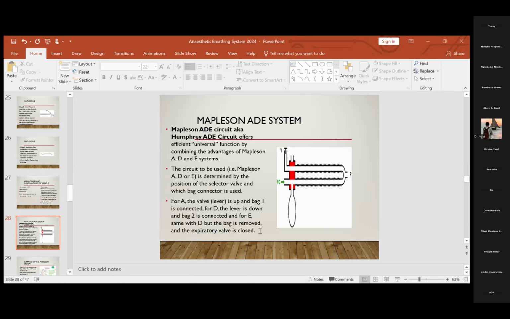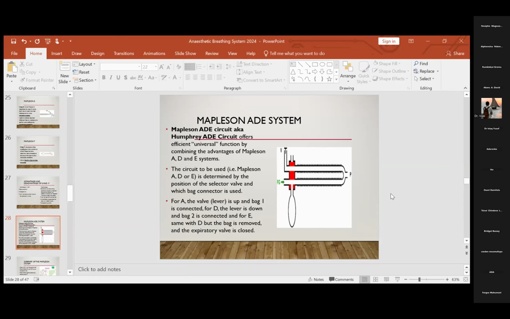Do you understand that? I hope I'm making it clear. The advantage of the Humphrey ADE circuit is that it can function either as Mapleson A, Mapleson D, or Mapleson E. You decide which circuit to use based on your patient's characteristics. For Mapleson A, for spontaneous breathing, your Magill circuit, you raise the lever up and you connect bag one. For Mapleson D, you press the lever down, and bag two is connected. For Mapleson E, your Ayre's T-piece, the lever is down, just like Mapleson D, and the bag is removed.